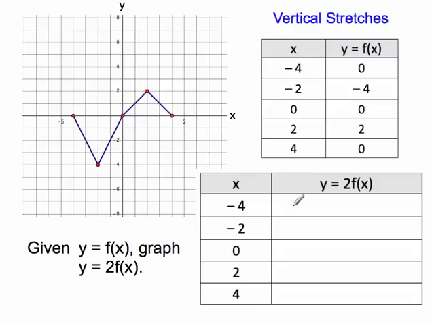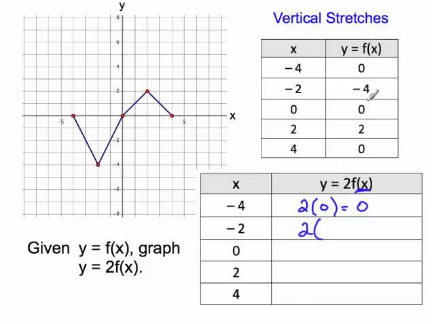So if we were to fill in a new table of values, the x values are going to stay the same, but the y values are equal to 2 times f of x. For each x value, we can look up its corresponding f of x value in the table above. So when x is negative 4, f of x is 0. That means that 2f of x is 2 times 0. We just plug in f of x where it says f of x here. So 2 times 0 is still 0, so that one hasn't changed.